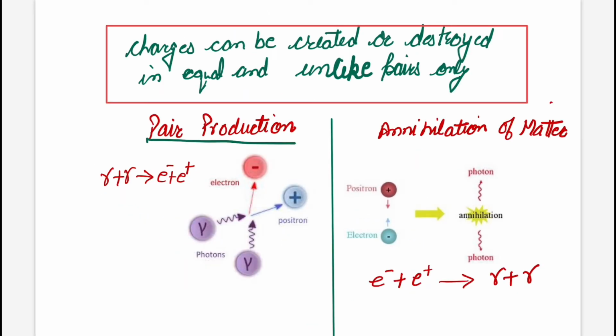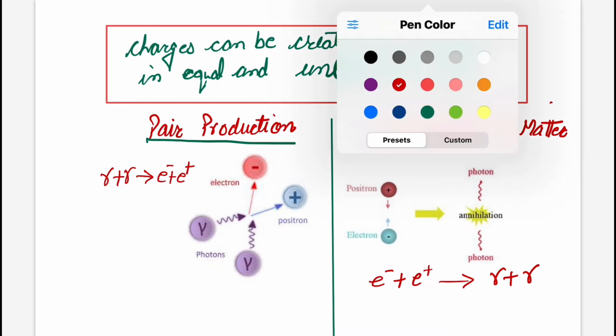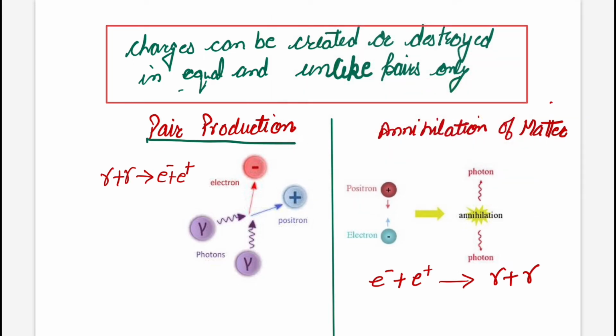So charges can be created or destroyed in equal and unlike pairs only. It is very important to understand what we mean by equal and unlike. Let us understand this with the help of two examples, one in which charge is created and another one in which charge is destroyed. The first is pair production. Pair production is a process in which two gamma photons interact with each other and result in the formation of one electron and one positron.